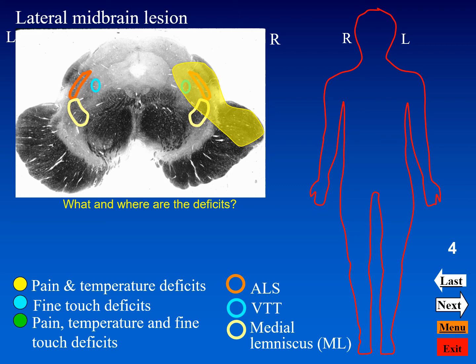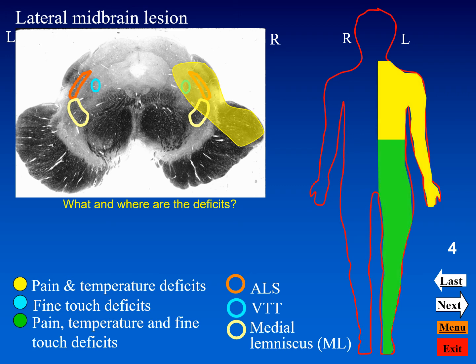The only thing we have to discuss here, what about the medial lemniscus? Not all the medial lemniscus. So we know those fibers are somatotopically organized, and at this midbrain level, the most dorsal part of the medial lemniscus carry the lower limb fibers. So we're going to have both loss of pain and temperature in this case, and let's look at the distribution of the pain and temperature.